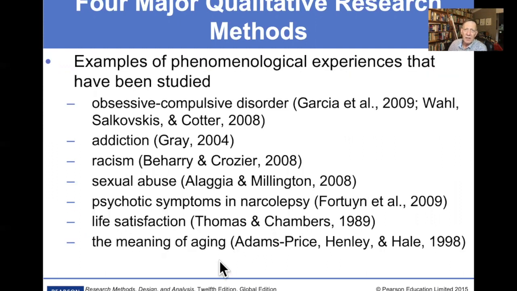Okay. There are some examples, for instance, experience of racism, addiction, sexual abuse, psychotic symptoms, anything. And usually, a very important part of scientific inquiry is to get the lived experience of people, especially in the social sciences, in order for us to understand it.